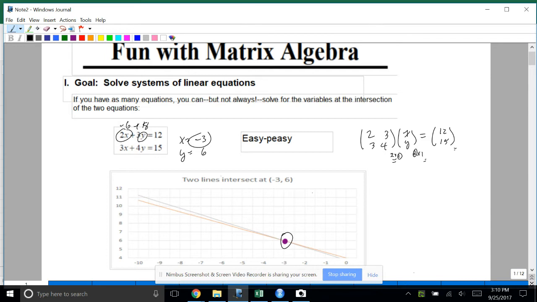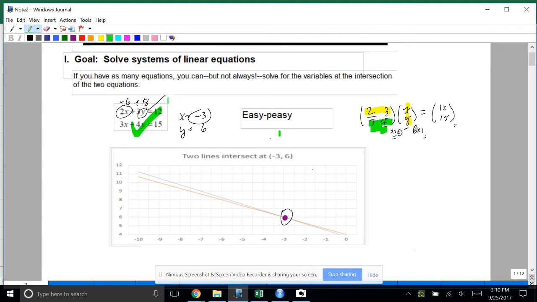All right, so when we have the first row times this column, what we end up with is 2x plus 3y, which is what we have over there, equals 12. And then we have the second row times the column, 3x plus 4y, which we have over there, equals 15. All right, so it makes it convenient.